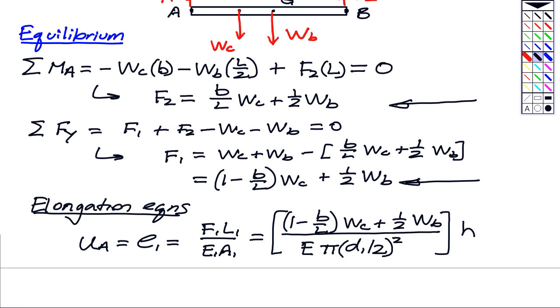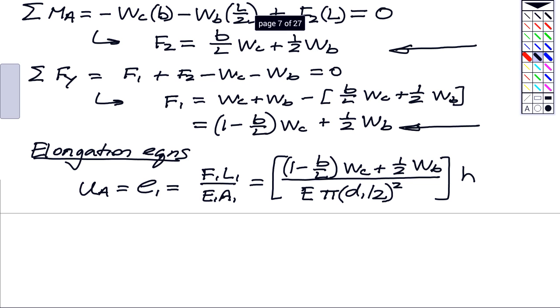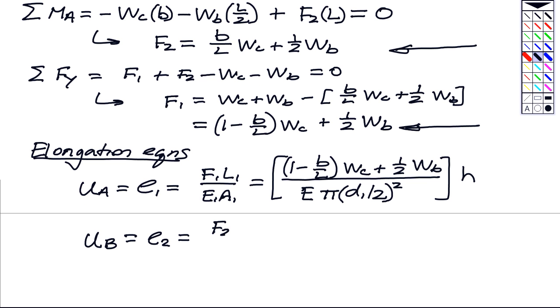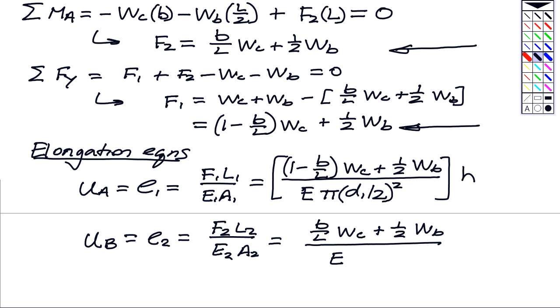of rod 1. The second equation is that the downward displacement of B is entirely due to the elongation of 2. So that's F2 L2 divided by E2 A2. So F2, that's the B over L times the weight of the crate plus half of the weight of the rigid bar, divided by the same value of Young's modulus E, pi d over 2 squared. And again, the length of 2 is h.